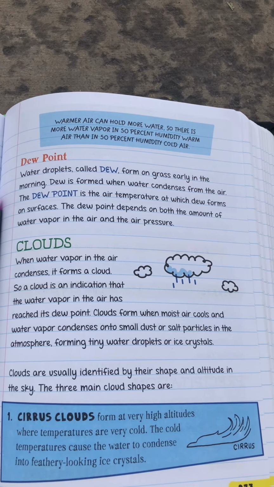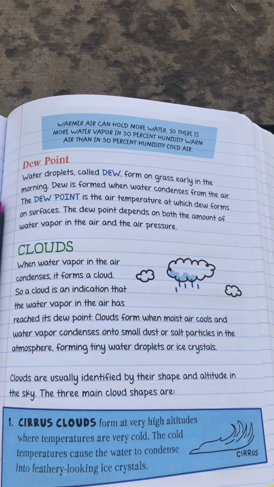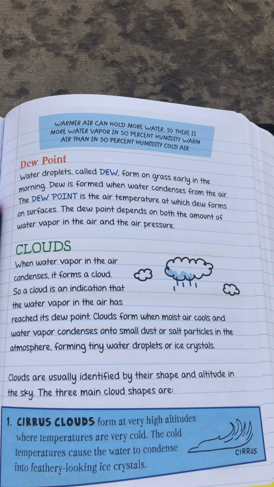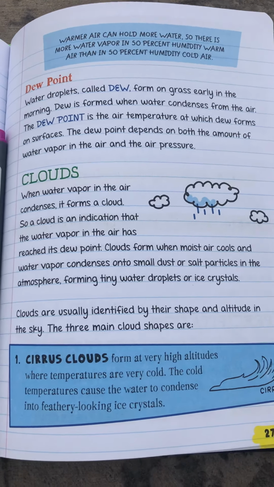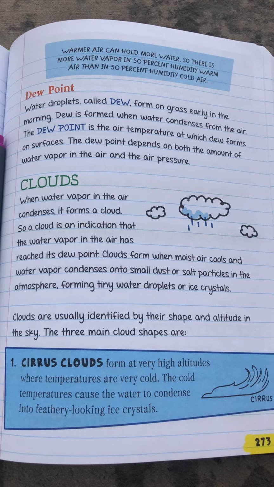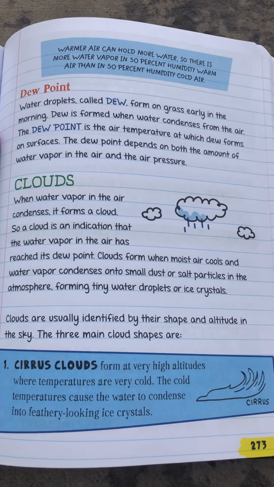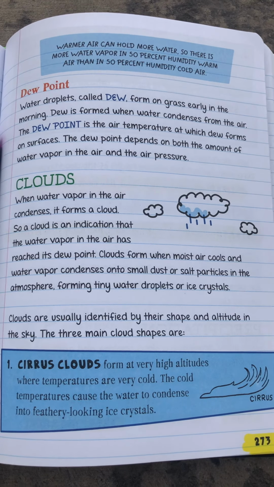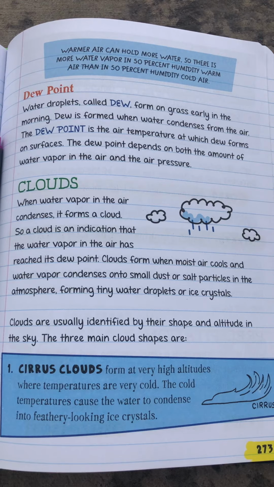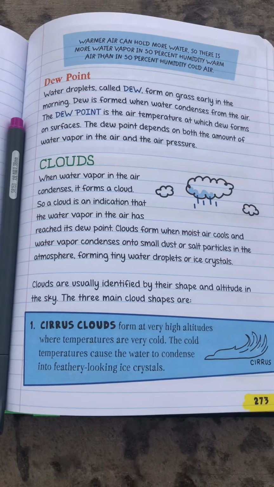So the dew point is the air temperature at which dew forms on surfaces, and the dew point depends on both the amount of water vapor in the air and the air pressure. Clouds, we're just going to talk a little bit about clouds. There are three main types, and you can have prefixes that go onto other forms. So there's actually more than three types, but we're just going to mention three of them.